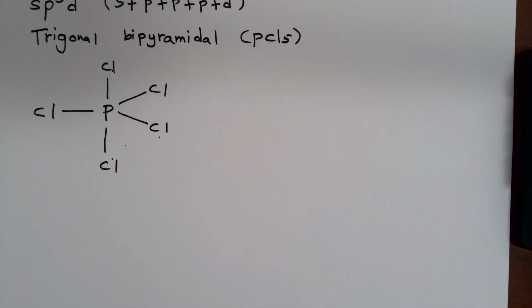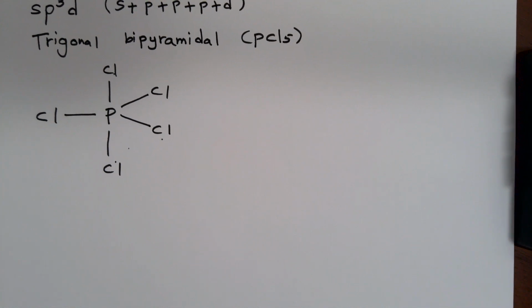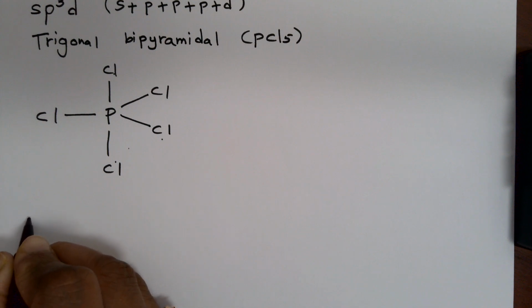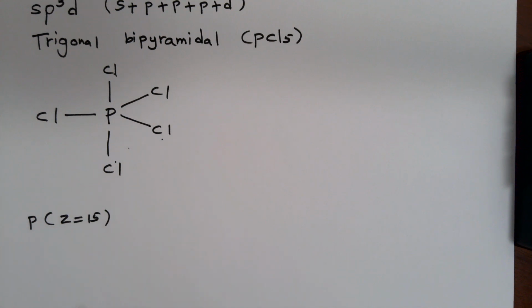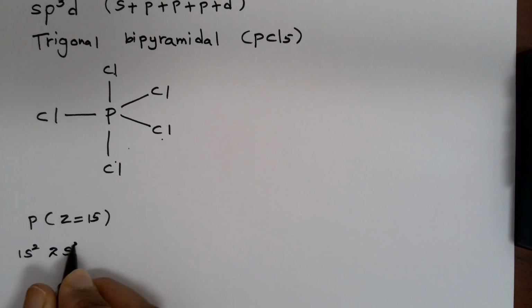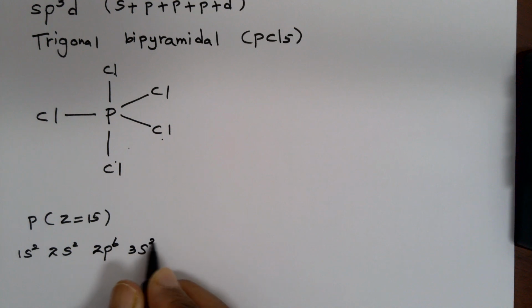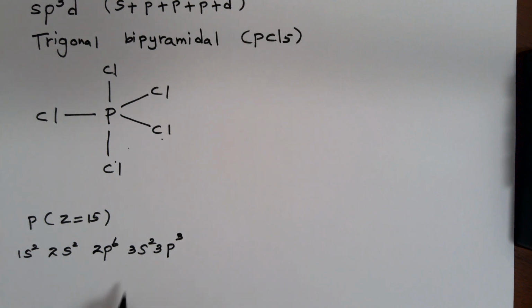Now let's see how we can form hybridized orbitals. As in the procedure I explained last time, first we need to pick the central atom's valence shell. The central atom here is phosphorus. Phosphorus has atomic number Z equal to 15. If you write the configuration, it is 1s2, 2s2, 2p6, 3s2, 3p3. So the valence shell here is 3s2, 3p3.